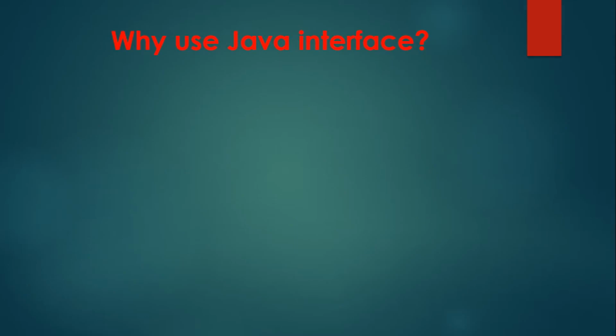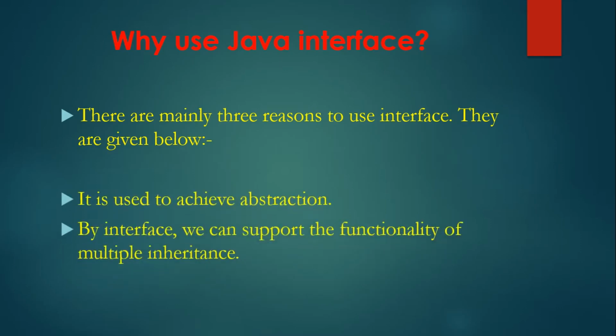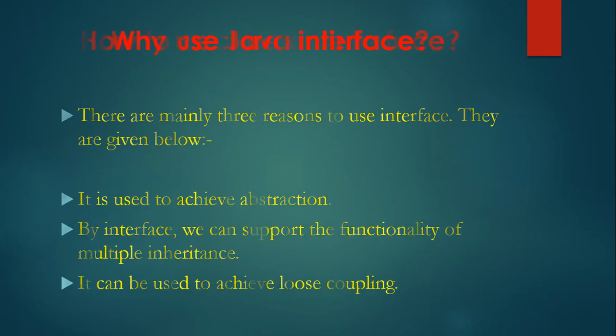So, why use a Java interface? What are the needs or requirements of a Java interface? There are three reasons to use an interface, given below. It is used to achieve abstraction. By interface, we can support the functionality of multiple inheritance. It can be used to achieve loose coupling in Java.